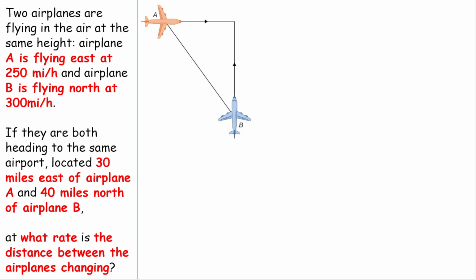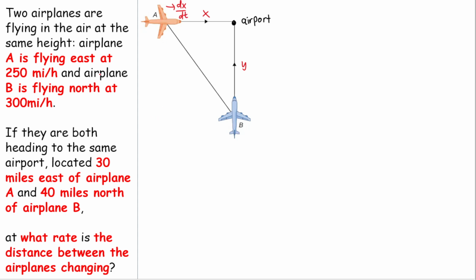Okay, so let's draw the situation here, and this is the airport. Let's label the distance from the airport to airplane A as x. And then let's also label the distance from airplane B to the airport as y. The speed of this plane is the change of x with respect to time, so we will have dx/dt.